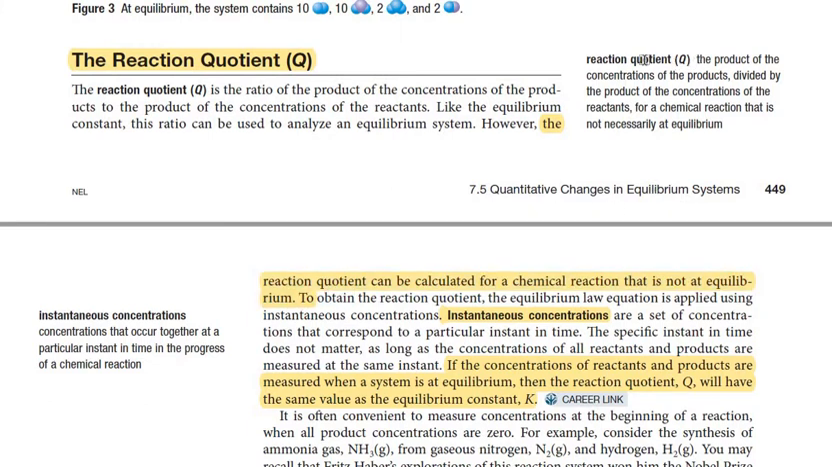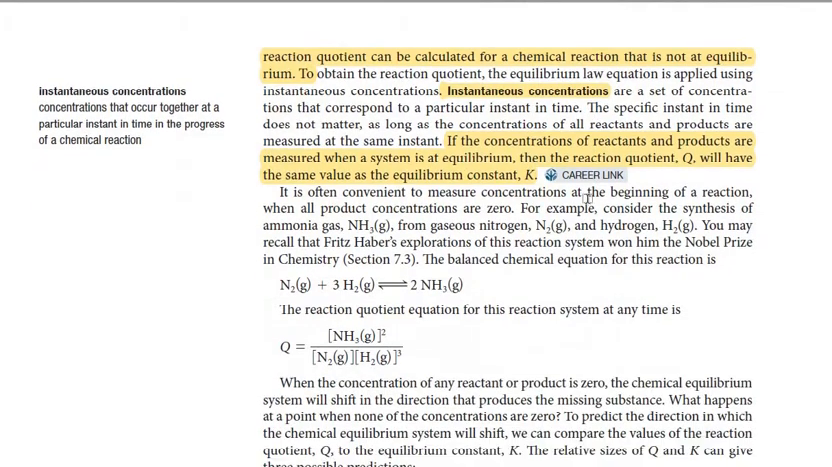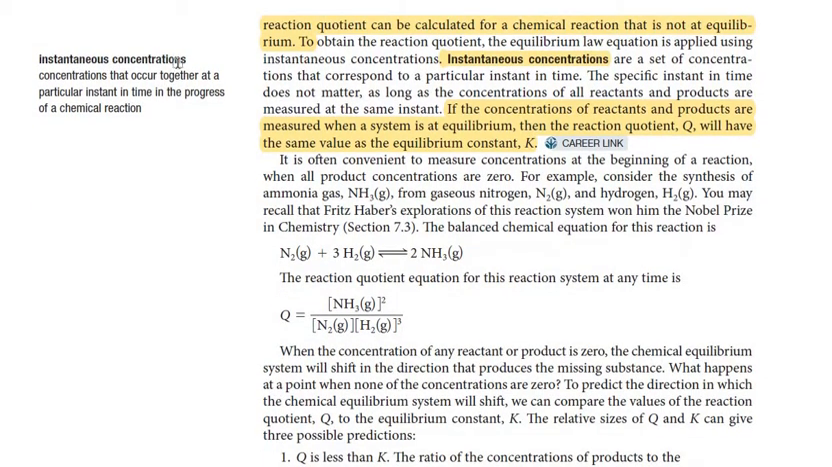And here we have the reaction quotient, the product of the concentrations of the products divided by the product of the concentrations of the reactants for a chemical reaction that is not necessarily at equilibrium. These are instantaneous concentrations that occur together at a particular instant in time in the progress of a chemical reaction. It is often convenient to measure concentrations at the beginning of the reaction when all product concentrations are 0.